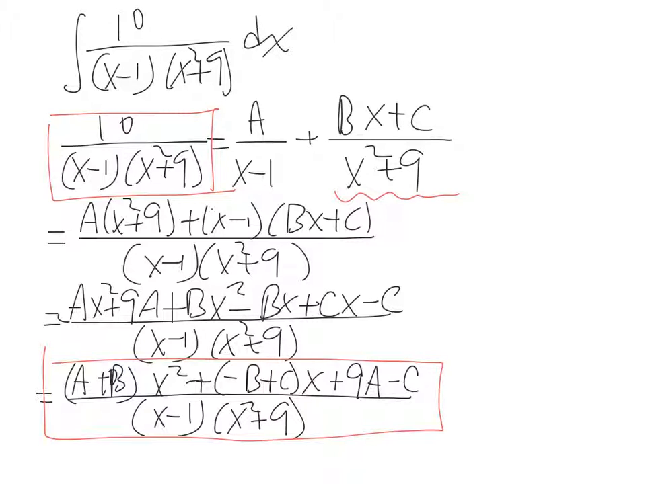The coefficient for x squared in this function: there's no x squared, which means the coefficient is going to be 0. So the coefficient A plus B must be 0. And negative B plus C must be 0 as well. 9A minus C is going to be 10.